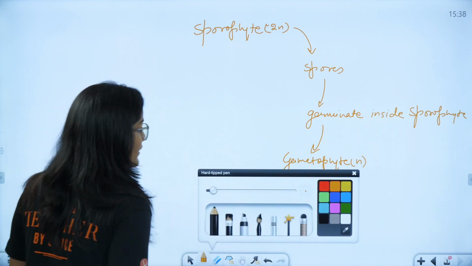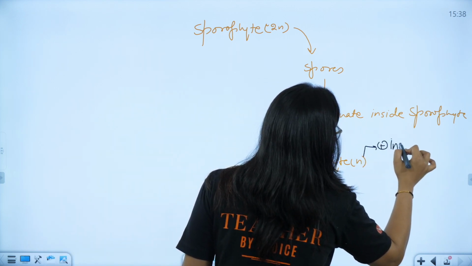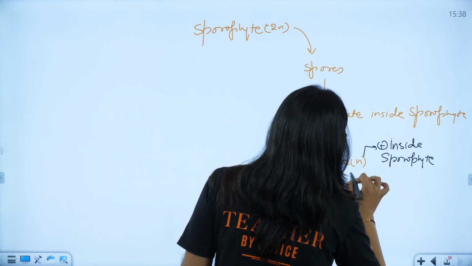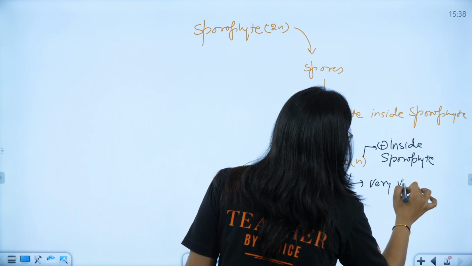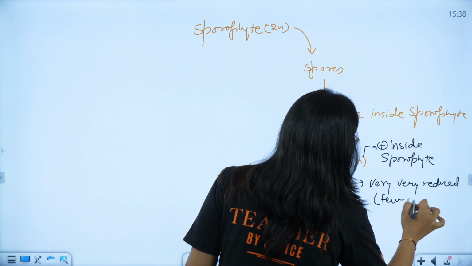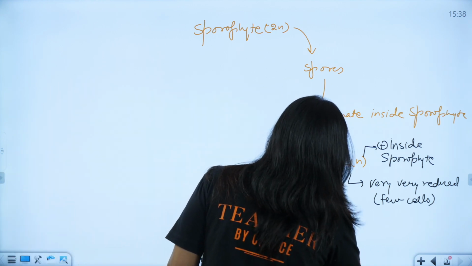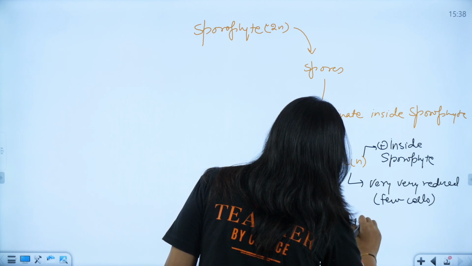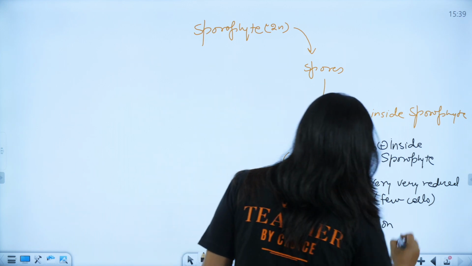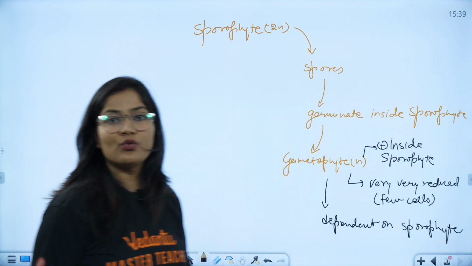Talking about this gametophyte, there are a few important points. So let's write down these points. Present inside the sporophyte, and along with this, it is very reduced. Reduced means that there will be presence of few cells, right? Reduced to very few cells, and it is dependent on the sporophyte, right? Sporophyte for the shelter, sporophyte for the food and nutrition.